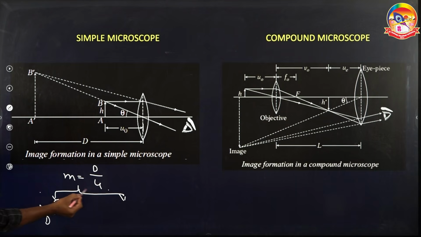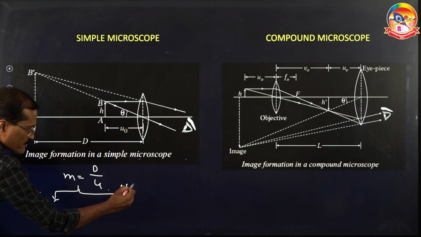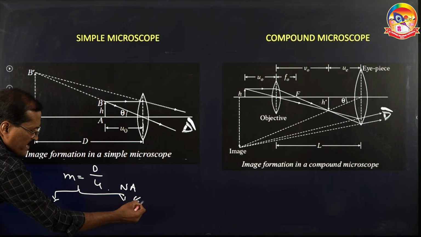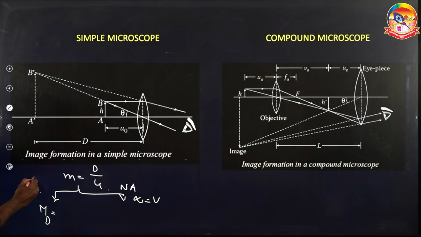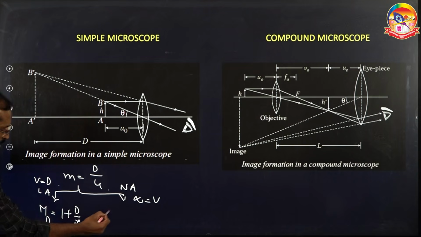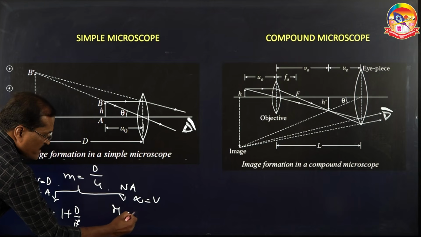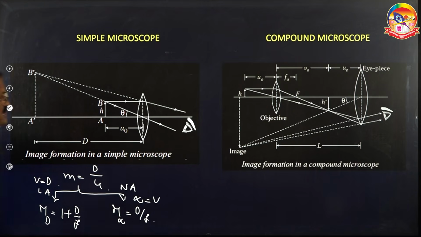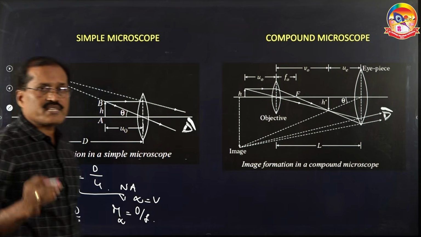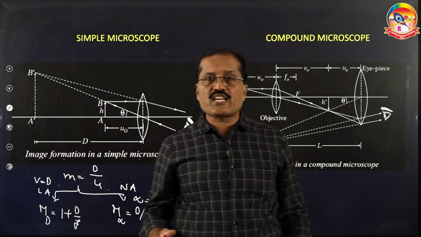If the image is formed at the least distance of distinct vision, which is called the linear adjustment, and if the image is formed at infinity, this is said to be the normal adjustment. The linear adjustment gives 1 plus D by f, and the image formed at infinity gives D by f. This is a simple microscope, a single convex lens used for magnifying purposes.